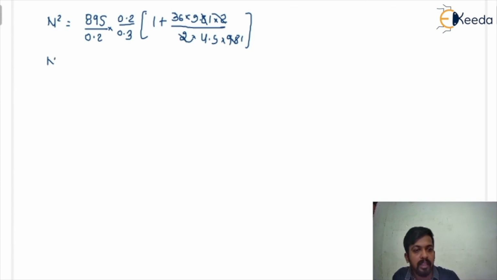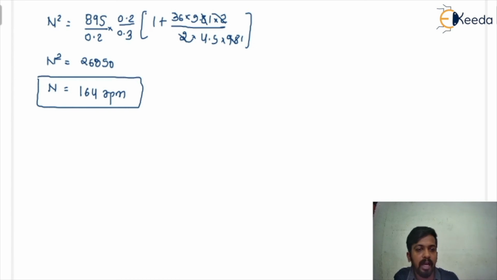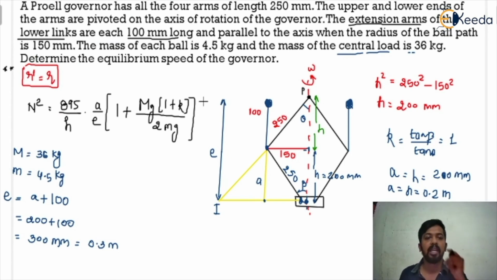When you solve this, the value comes out to be N square is equal to 26850, and you just have to find out the speed. So it would be approximately 164 rpm. It comes out to be 163.86, so approximately, in a round figure, you can write it as 164 rpm. So our answer is 164 rpm. This is the equilibrium speed of the governor. Okay, I hope you understand how to solve questions based on the Proell governor.